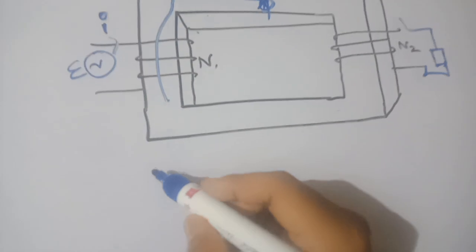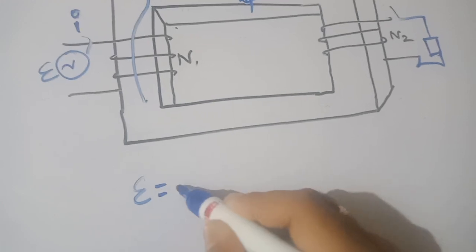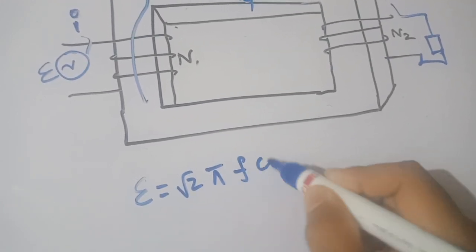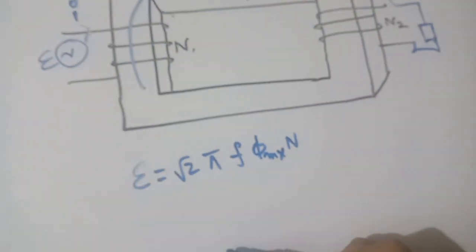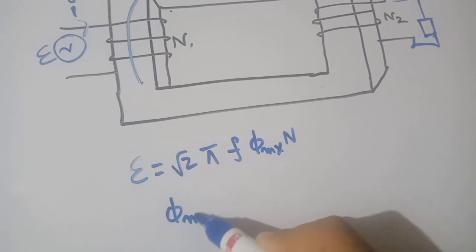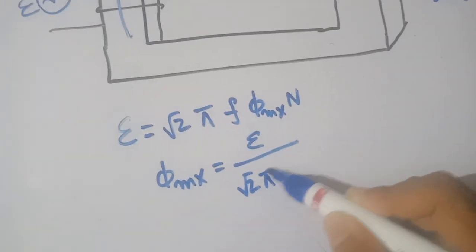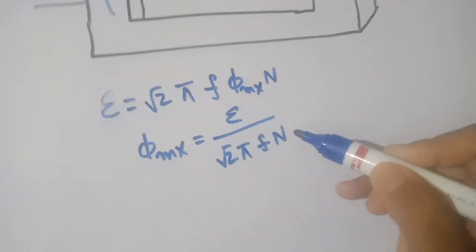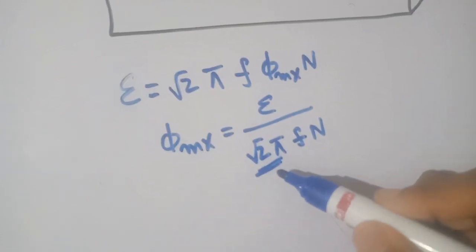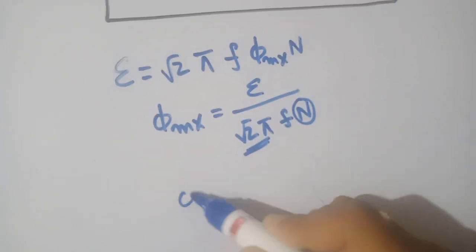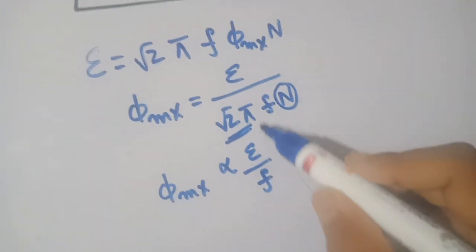The important point is, we know that the induced EMF in the transformer E equals root 2 pi f phi max into N, where N is the number of turns on the excitation side. So from this, one can easily verify that phi max is equal to E by root 2 pi f N. Root 2 pi is a constant, and once the design is considered, N will be a constant. So phi max will solely depend on excitation over frequency.